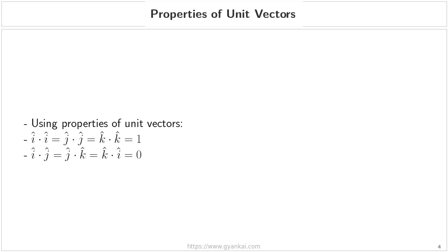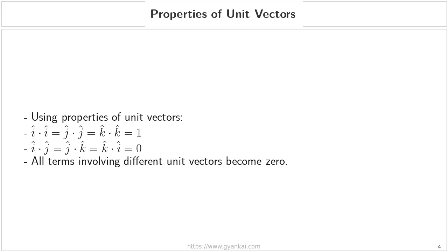However, look at the second set. When we take the dot product of two different unit vectors, like i dot j or j dot k or k dot i, the result is 0. This happens because these vectors are perpendicular or orthogonal to each other, and the cosine of 90 degrees is 0.